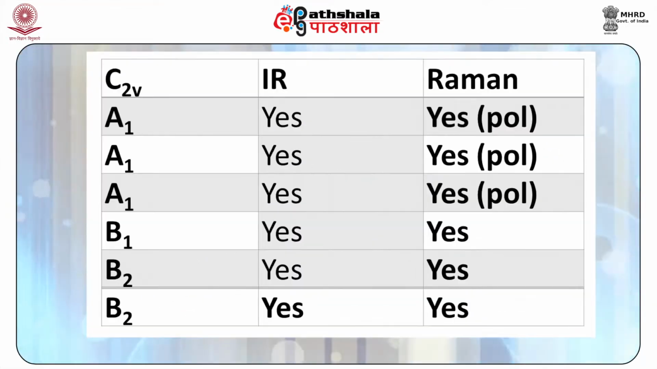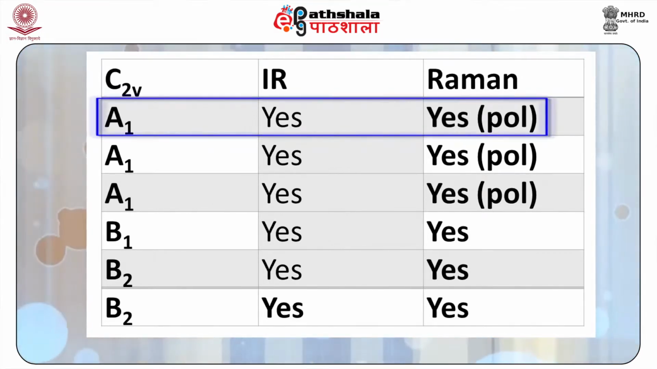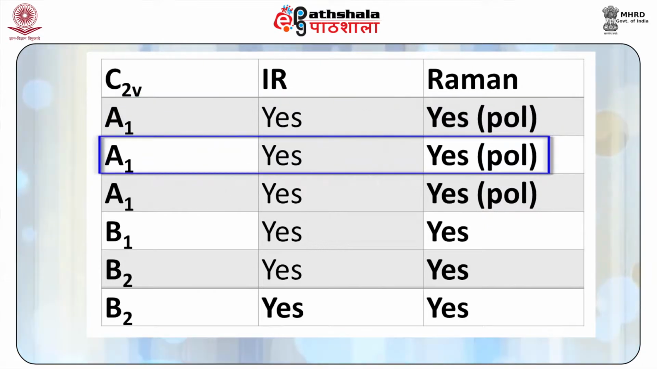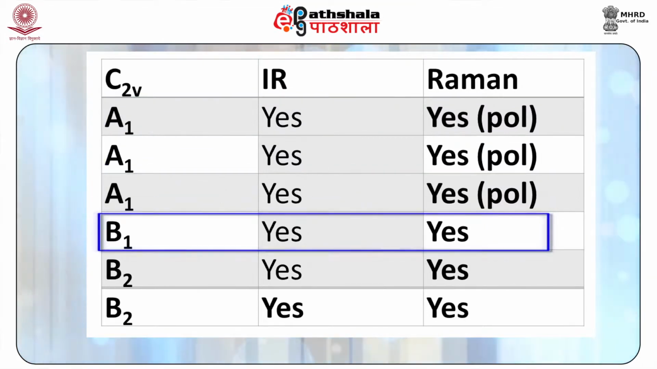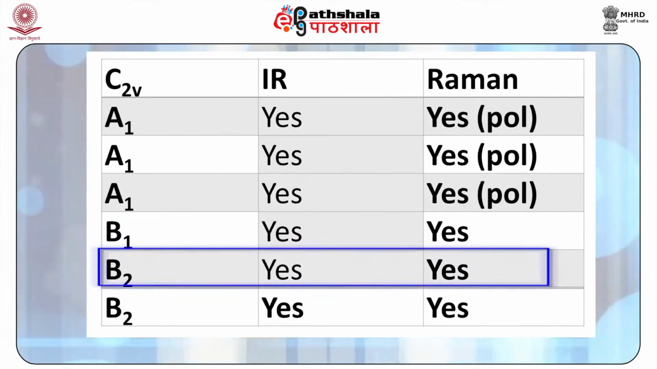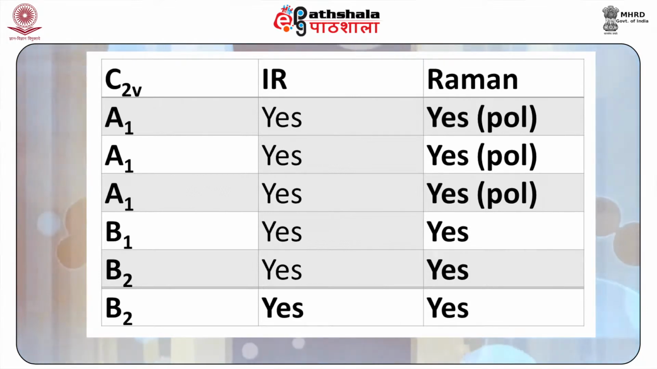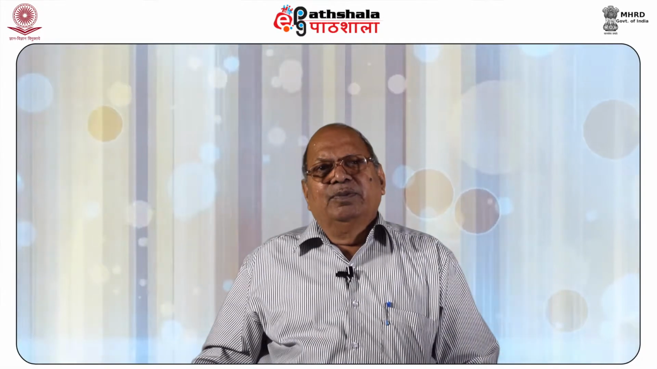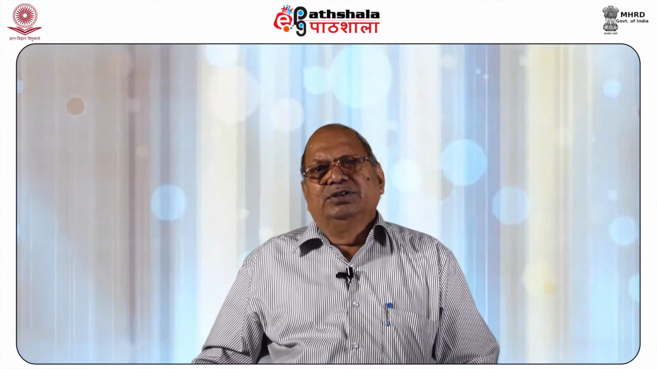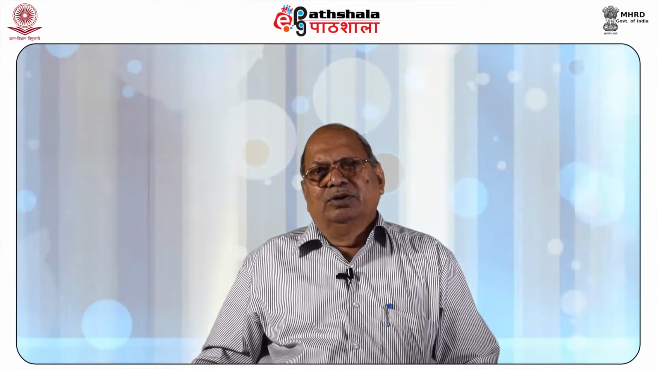Now for AB3 in C2V point group, A1 mode yes, IR Raman yes, A1 yes, yes, A1 yes, yes, B1 yes, yes, B2 yes, yes, B2 yes, yes. We have 6 IR and 6 Raman bands which are active in both. Thus, by knowing the vibrational modes and their activities, it is possible to ascertain the geometry of the molecule.